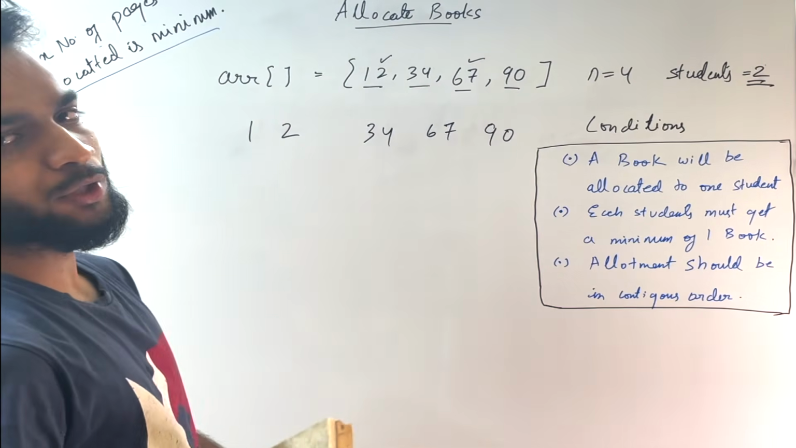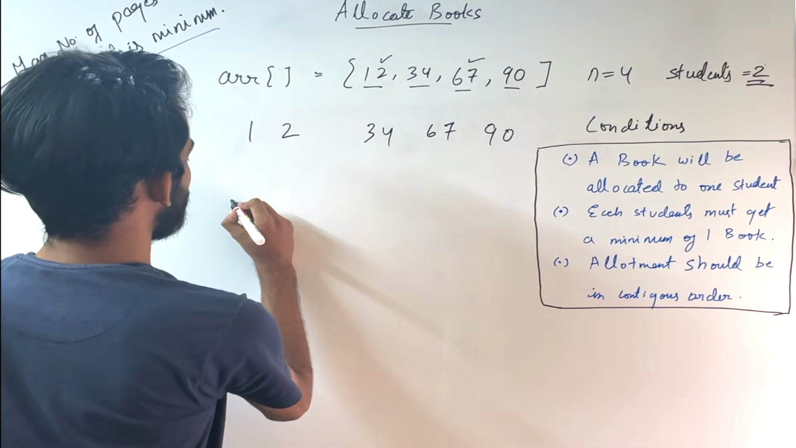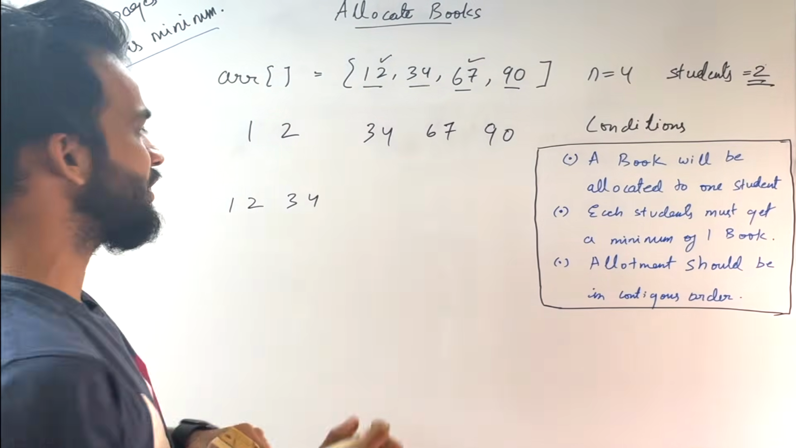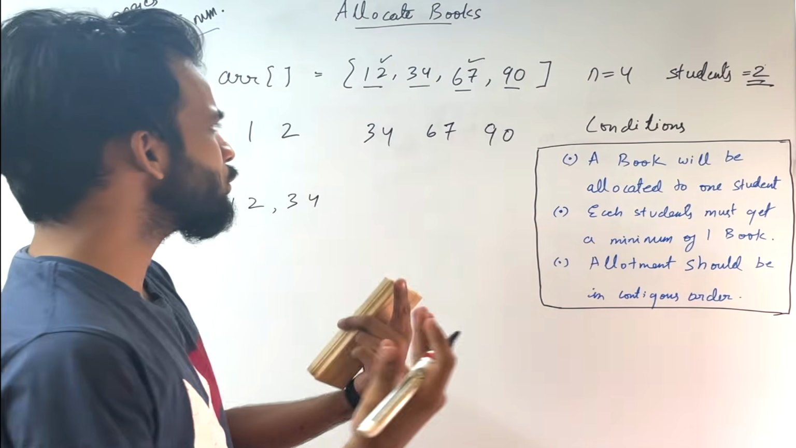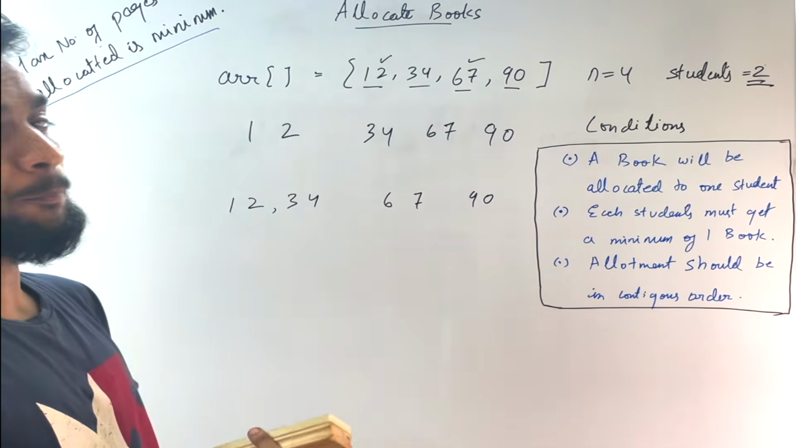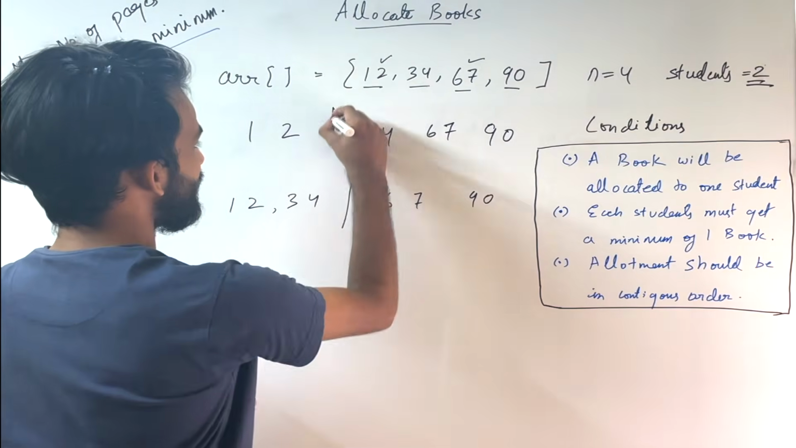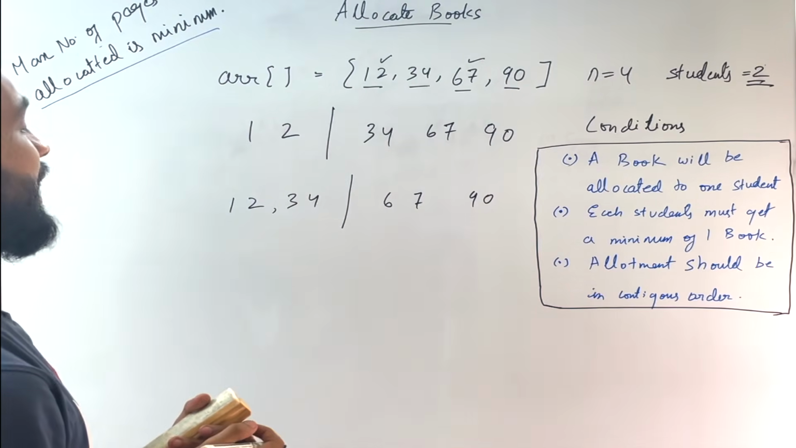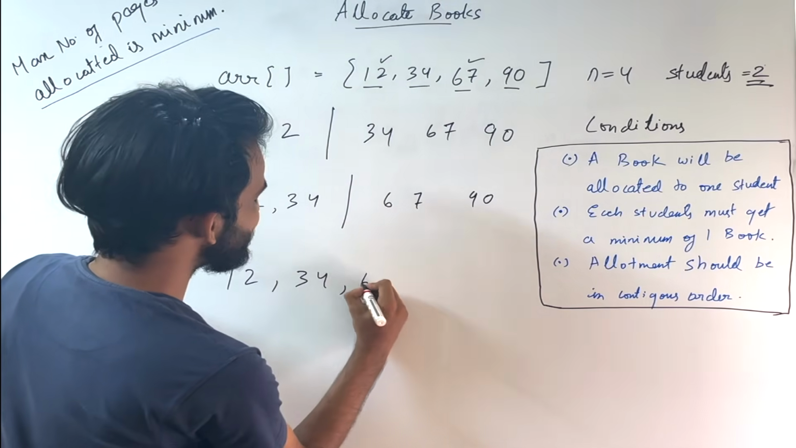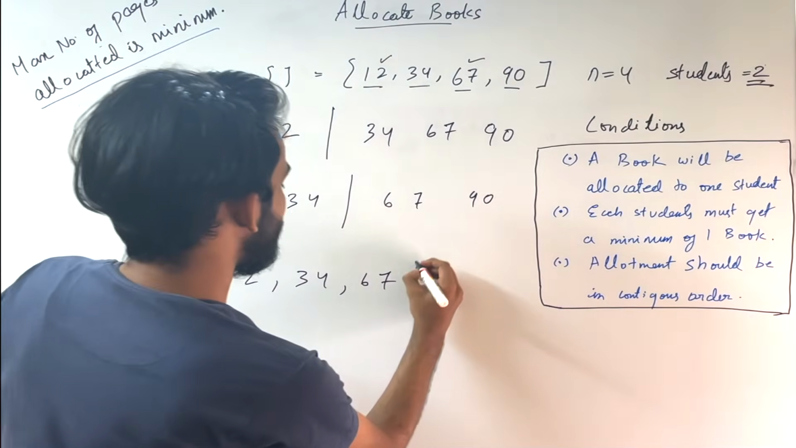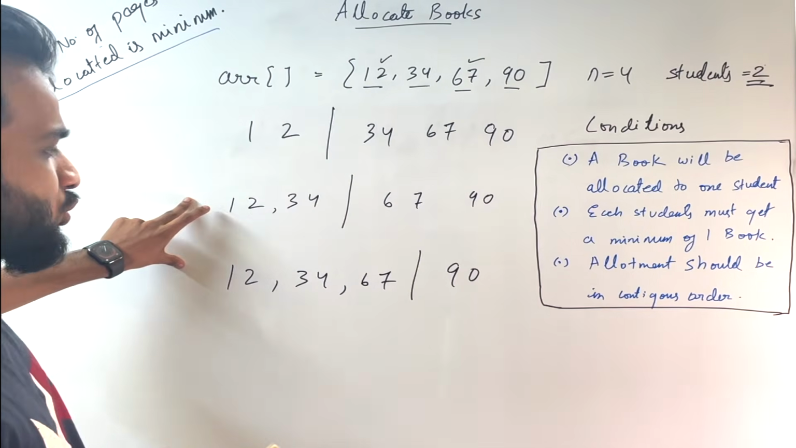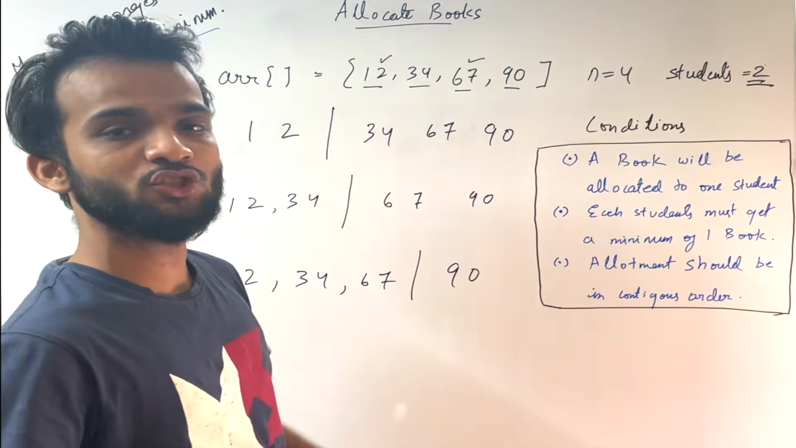What is the other possible allocation that you can do? You can definitely try this allocation: student 1, you're going to take 12 and 34, and student 2, you're going to take 67 and 90. That's one more possible allocation that I can do. What is the other possible allocation? I can say student 1, you're going to take 12, 34, 67, and student 2, you take 90. So these are the three possible allocations that I can do if I keep these conditions in mind.